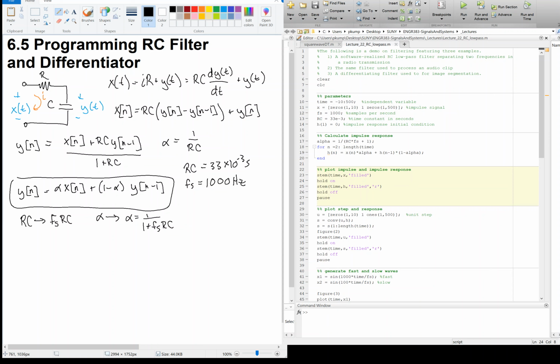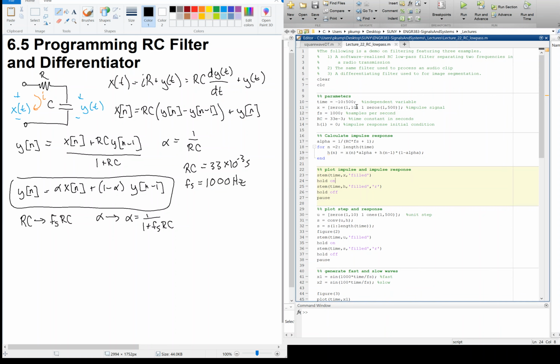Okay, so I'm going to take you through the process here in the code. First of all, I've got my time, and I'm going to make a plot of a lot of different things, actually, from minus 10 to 500. And x is going to be an impulse, so I'm going to set that to zeros, 10 zeros corresponding to minus 10, minus 9, minus 8, and so forth, and then a 1 at the origin, and then 500 zeros. There's my sampling frequency, 1000. RC is 33 times 10 to the minus third. And then here's my impulse response.